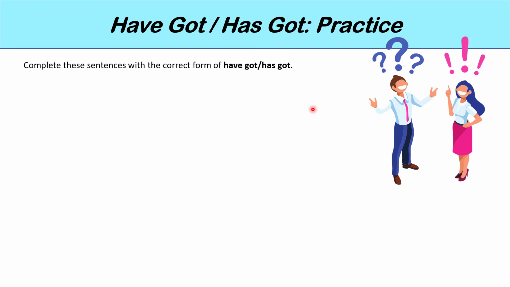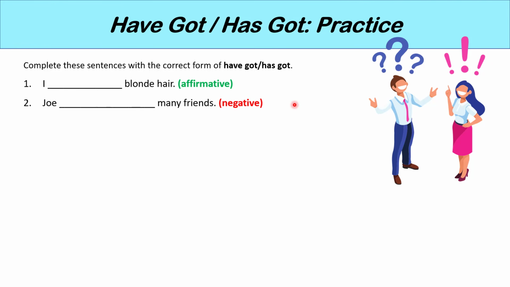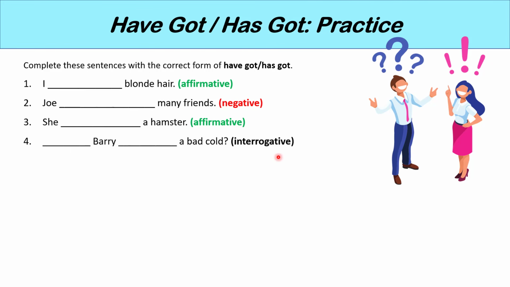Okay, so now it's time to do some practice with have got and has got. Complete these sentences with the correct form of have got or has got. Some are in the affirmative, negative, and interrogative forms. Number 1, I, blonde hair. Number 2, Joe, many friends. Number 3, she, a hamster. Number 4, Barry, a bad cold. Number 5, no, he. Number 5 is the short answer for number 4.